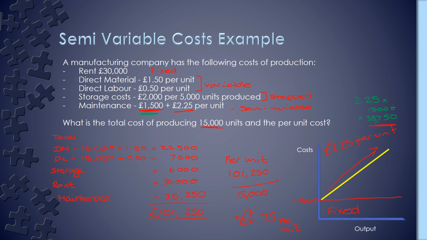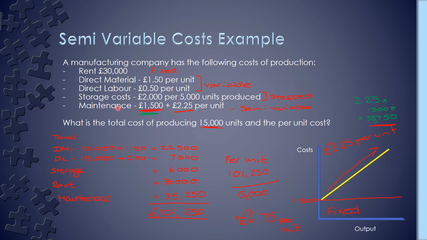So for this then, when you're given this sort of question, you just need to be sure that you are checking what element of the costs and how they behave. So our rent is fixed. We know we're going to have to pay that regardless for our property. Our direct material and our direct labour is always going to move depending on how many units we're producing. Our storage costs here, we're told that we can pay £2,000 up to a certain level, and then for every 5,000 we go up, we have to pay another £2,000. So we're always going to be stepping up the cost as we hit those limits.